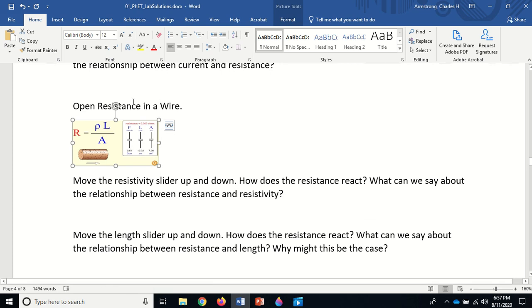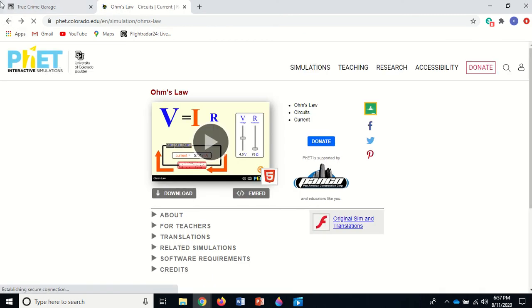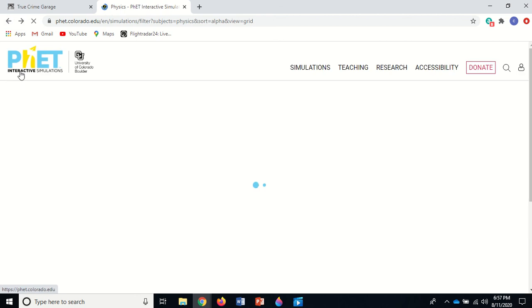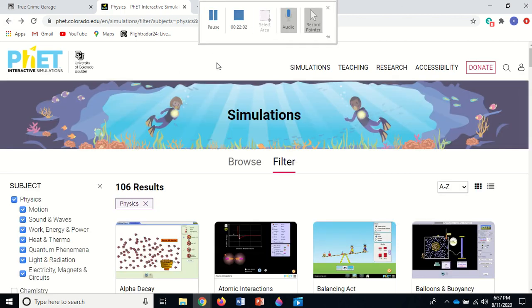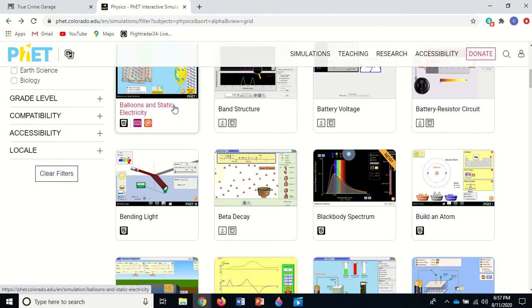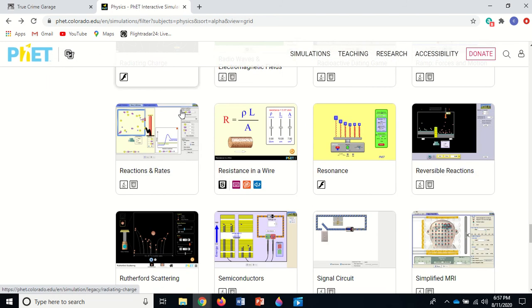So anyway, what we want to do is come over here to resistance in a wire. I wish going back would return to where we were, but it goes back to the top every time. We're recording. All right, so let's go back to resistance in a wire.